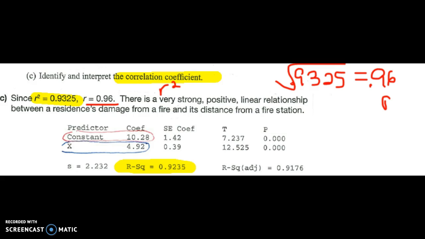Because it is positive, because I have a positive number, and it's very close to 1. So it's either close to positive 1 or negative 1. So I have a strong linear relationship between the fire damage and the distance from the fire station.